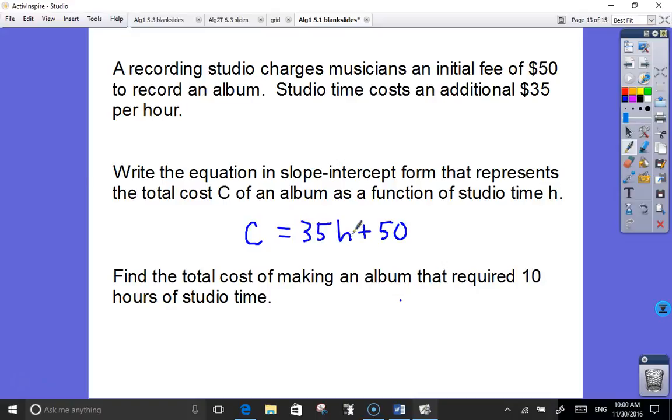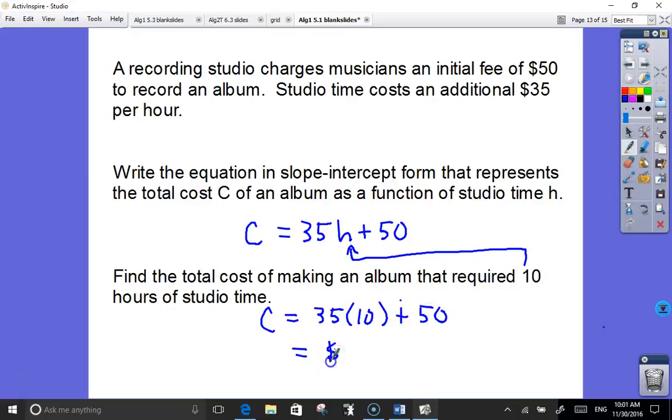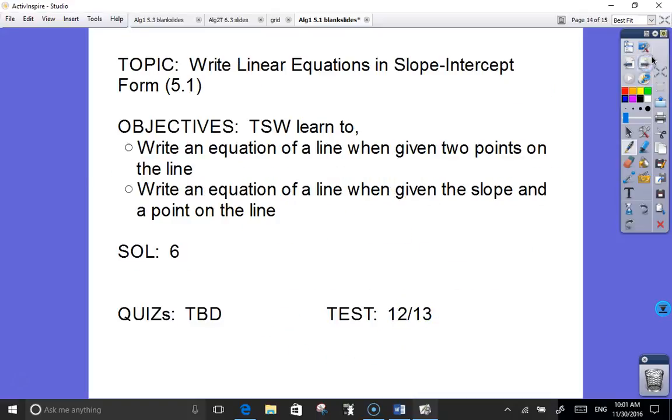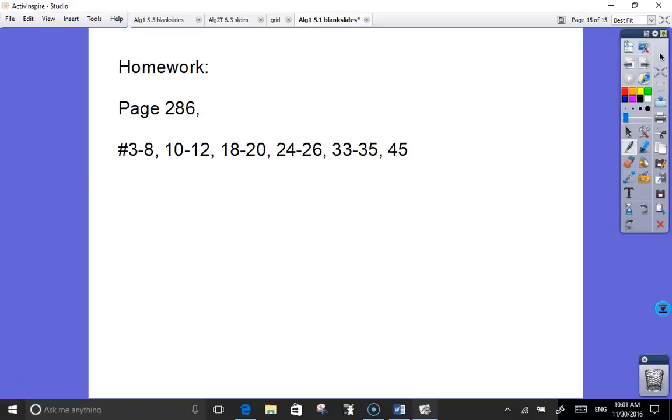Now, find the total cost of making an album that required 10 hours of studio time. Where would you put that 10? That's the hours. So C equals 35 times 10 plus 50, which is $400. Not bad if you're going to make $1 million in record sales. That's the homework.